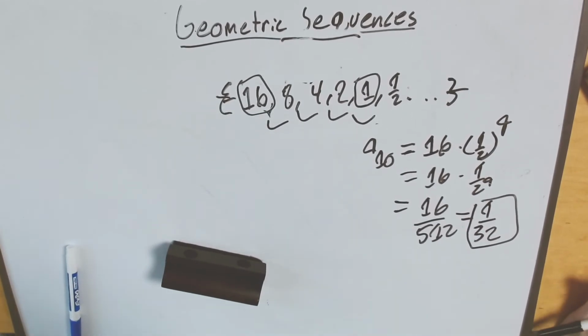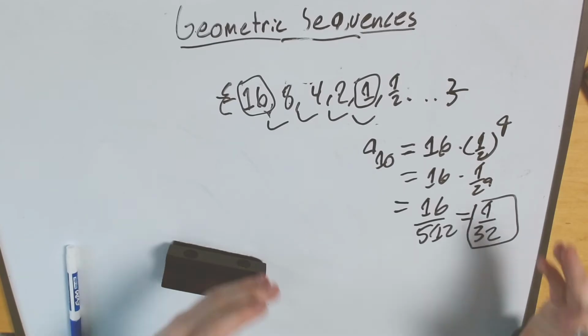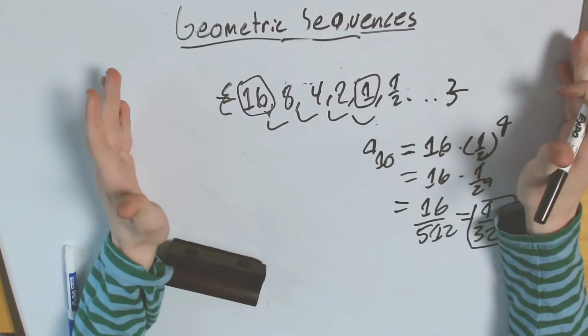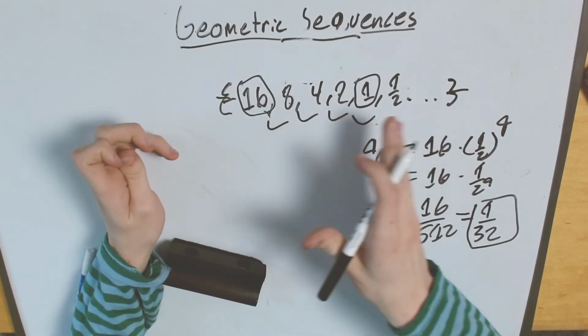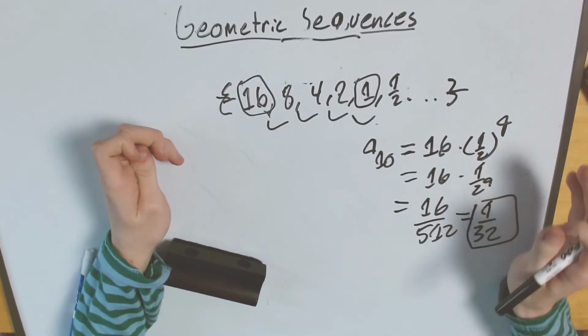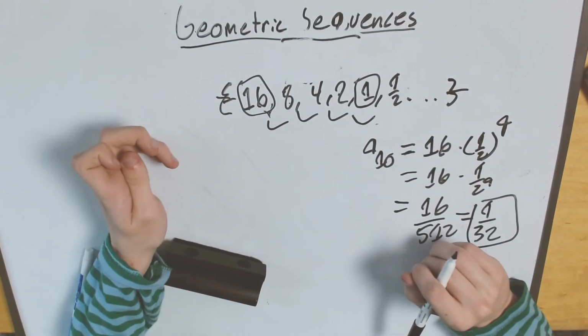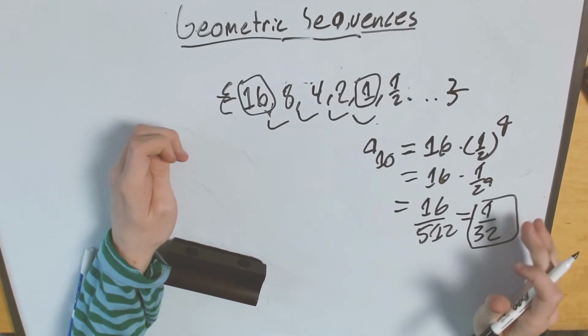And this, once again, is the kind of interesting part of geometric sequences. We can represent something that is practically infinite. There are an infinite number of terms in this sequence. We can find every single term by using just a simple formula, right?